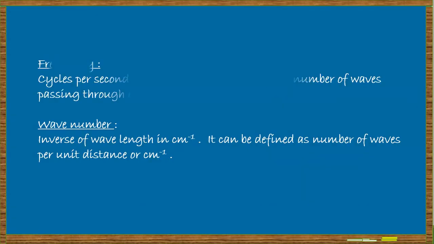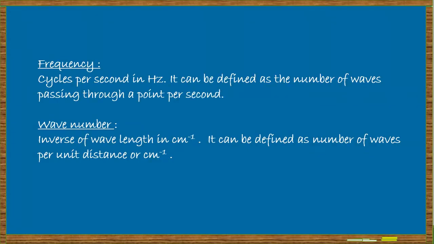And the next one is frequency. What is frequency? The unit is hertz, cycles per second. Actually, it can be defined as the number of waves passing through a point per second. For example, you take any point through which the electromagnetic radiation is passing. The number of waves passing through this point per second is the frequency of the electromagnetic radiation.